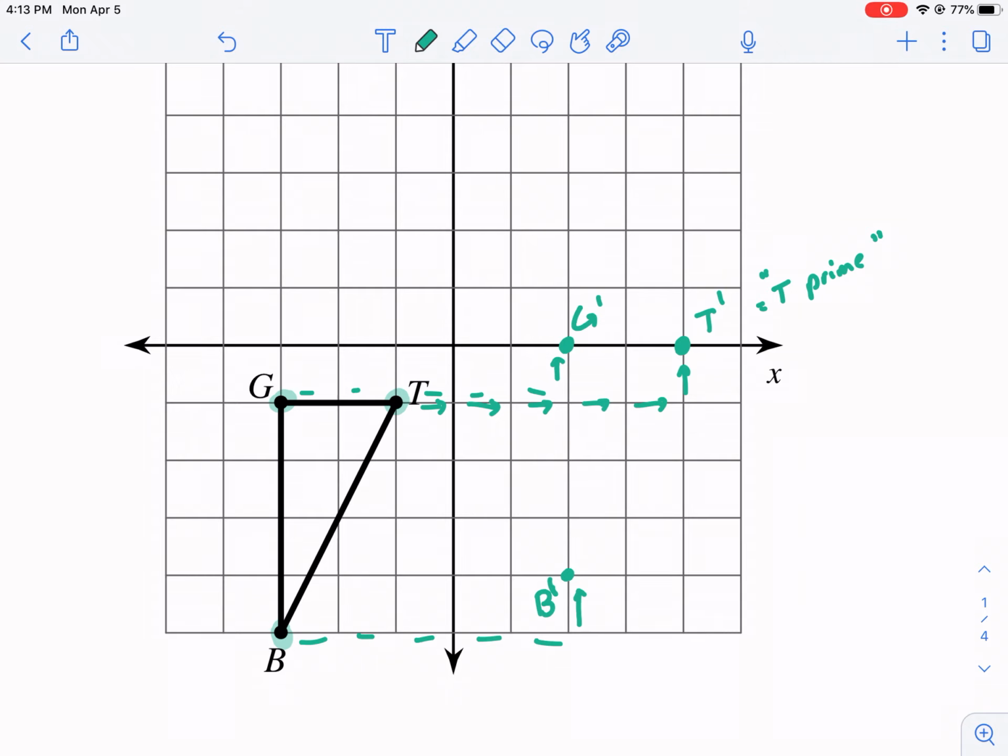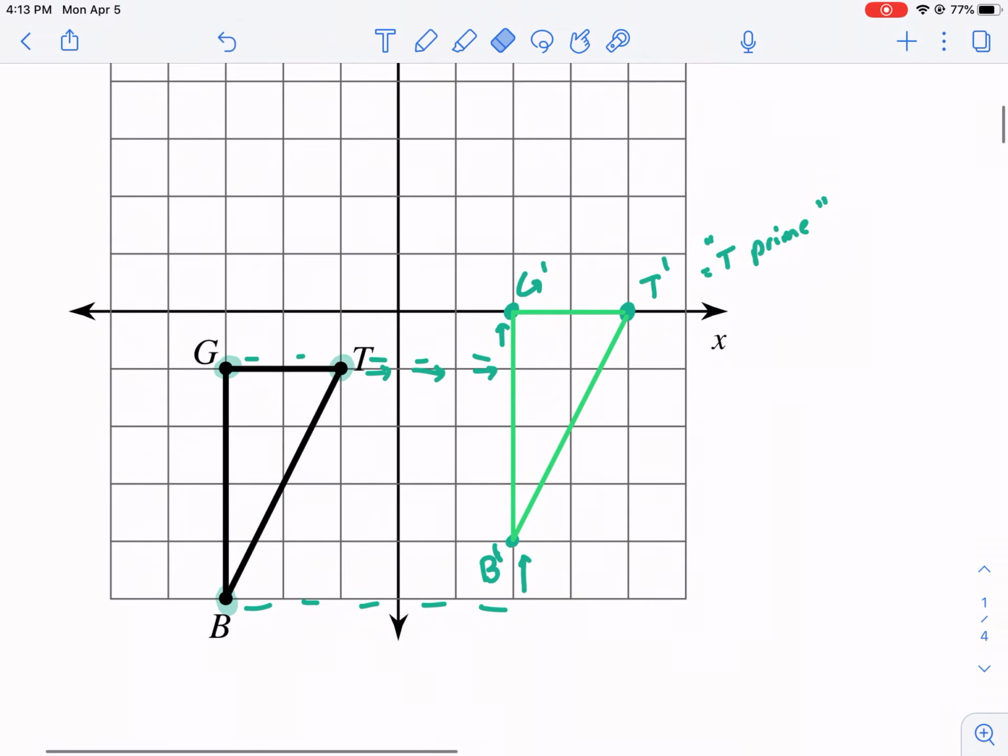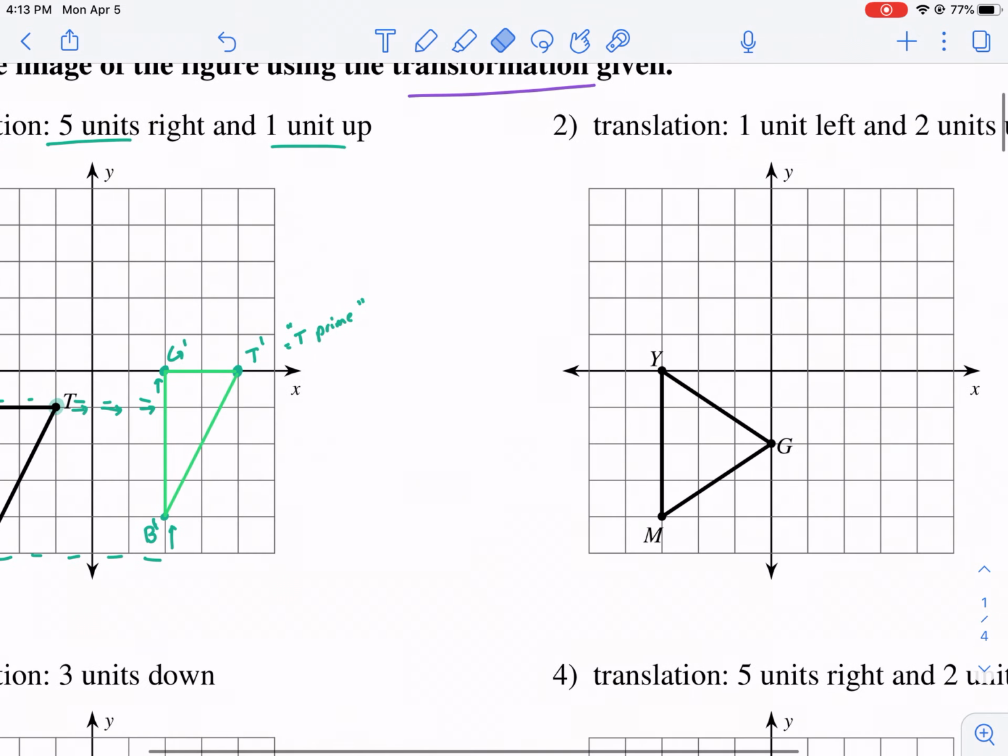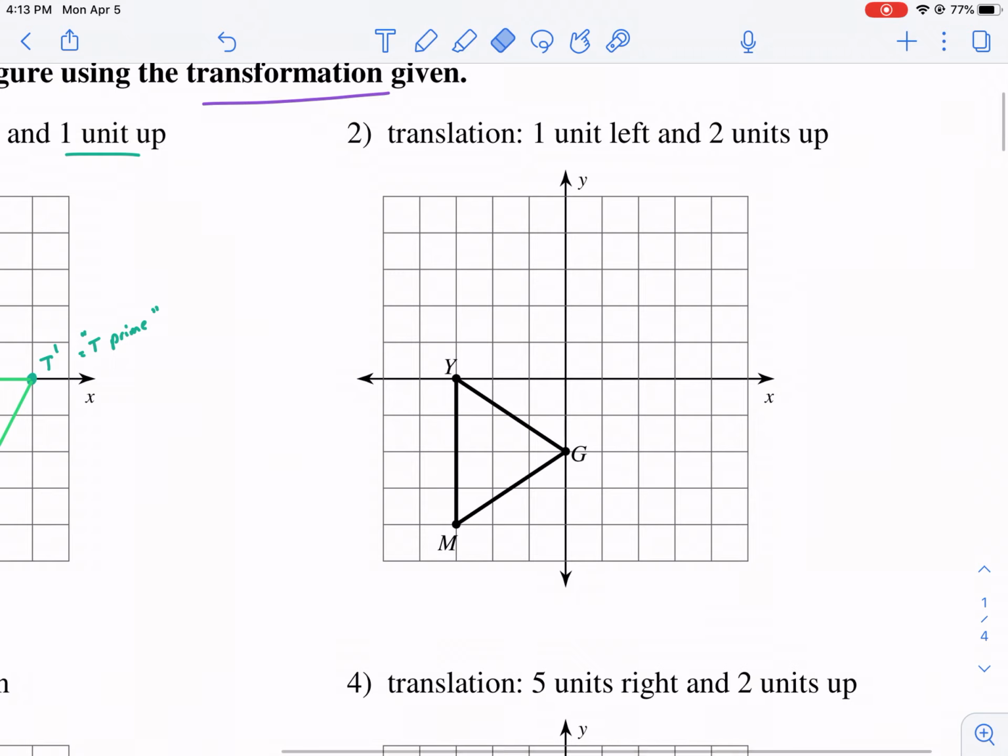And now we simply need to connect the dots. Let me change the color a little bit just so it's easier to see. So I draw my line down here, connect G prime to T prime, and there I have it. There is my new translation of triangle GTB to triangle G prime, T prime, B prime. Now there's another way to do a translation problem, and let me show you how we do that.